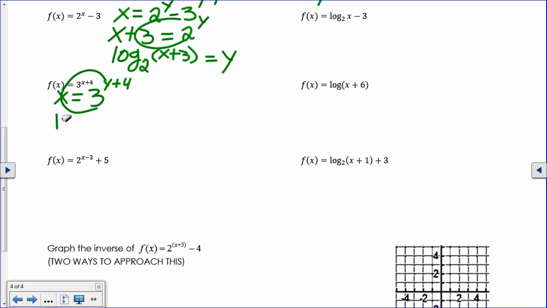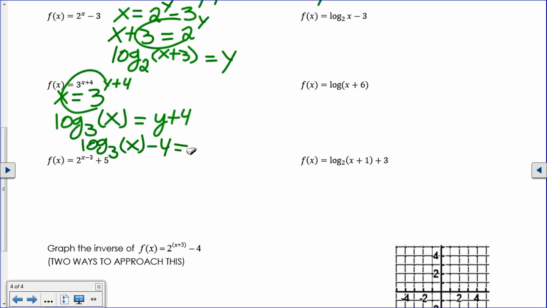Log base 3 of parentheses x plus 4 equals y plus 4. Do we need parentheses? Yes. I'll show you why you need parentheses in just a second. Is the y by itself? Not currently, so now you're just going to subtract the 4 over. So log base 3 of x minus 4.